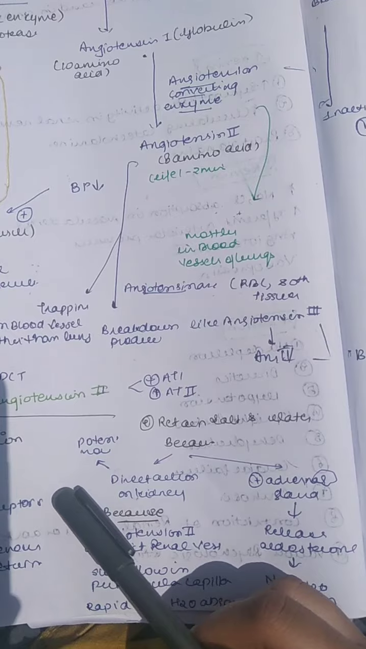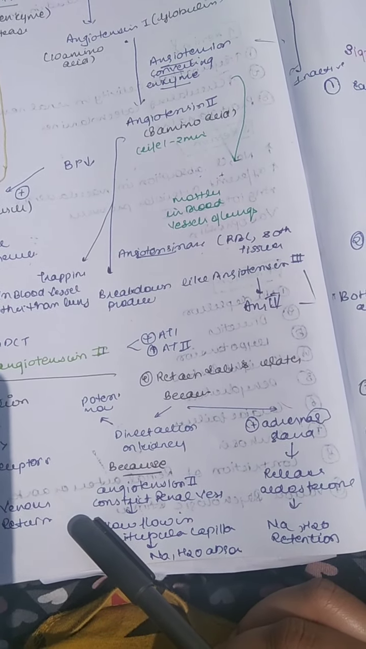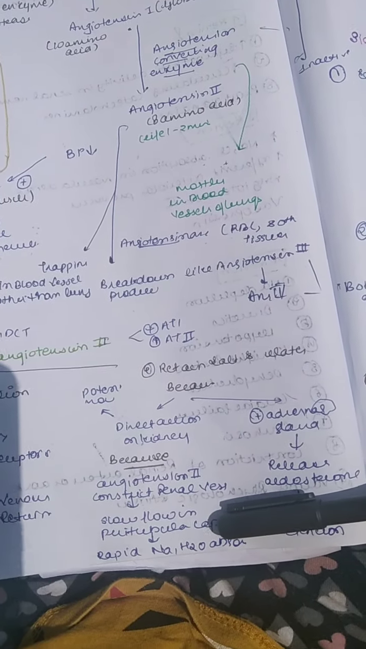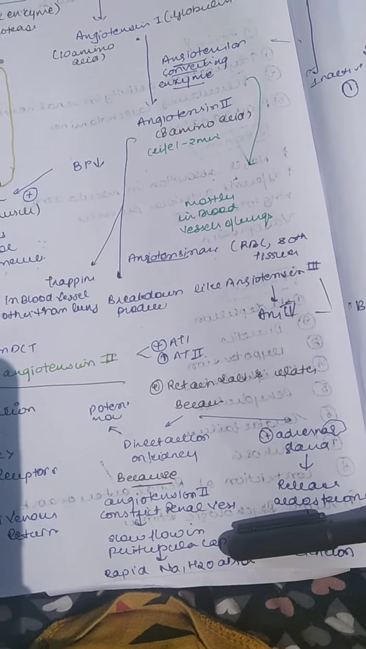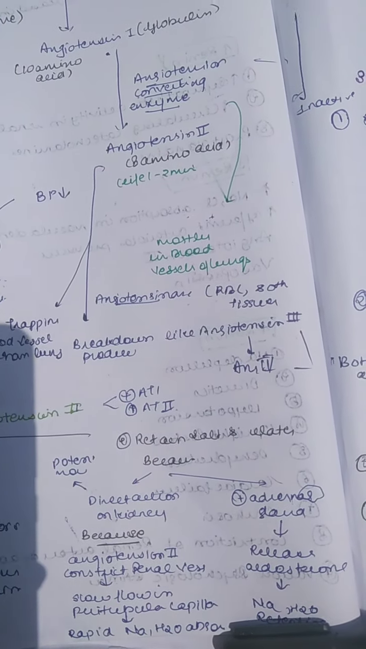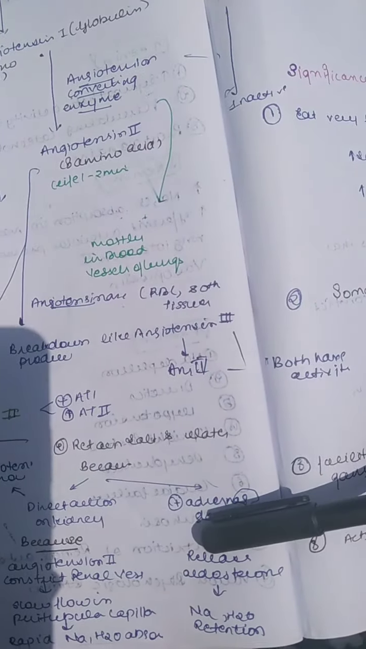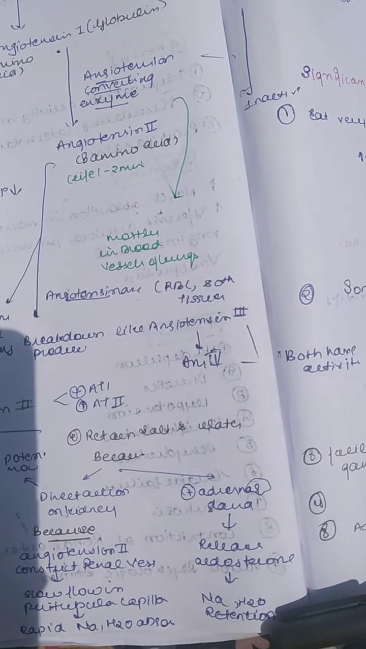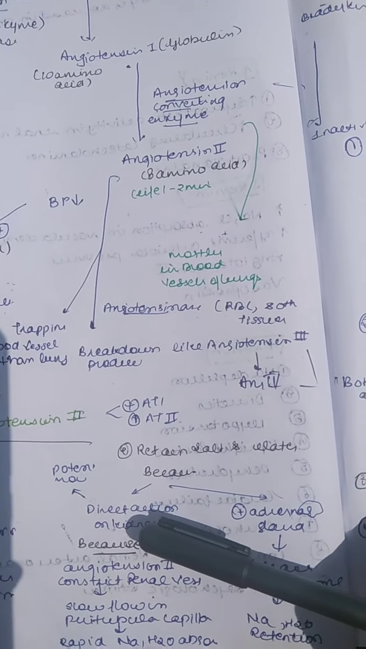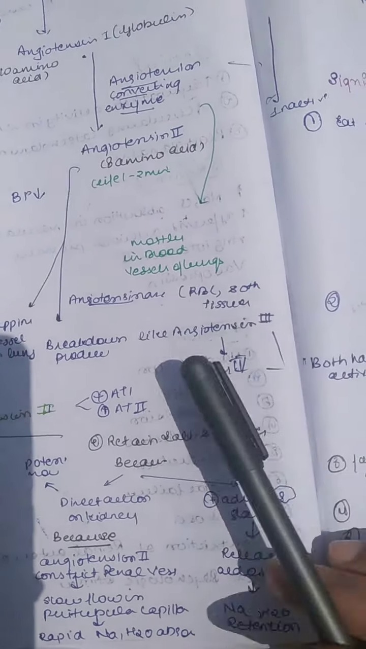Actually, it acts directly on the kidney. It constricts renal vessels, so there will be slow flow of blood in peritubular capillaries. Slow flow of blood will cause rapid sodium and water absorption. And it stimulates the adrenal glands to release aldosterone, which causes sodium and water retention. And remember, the direct action is more potent.